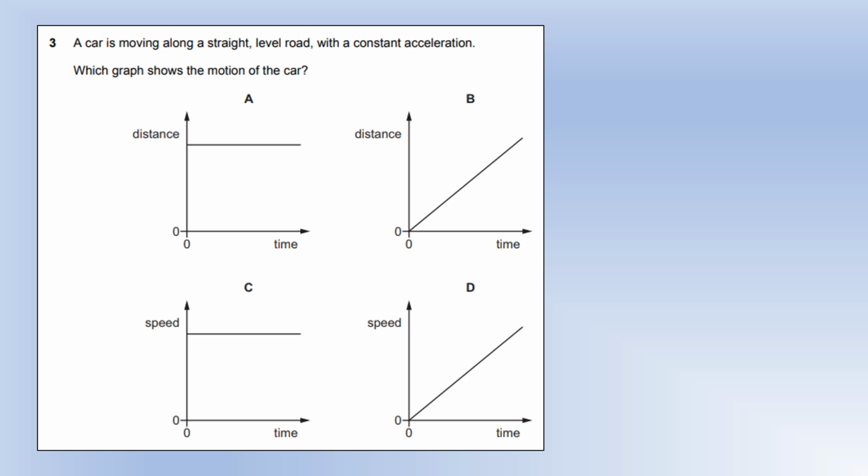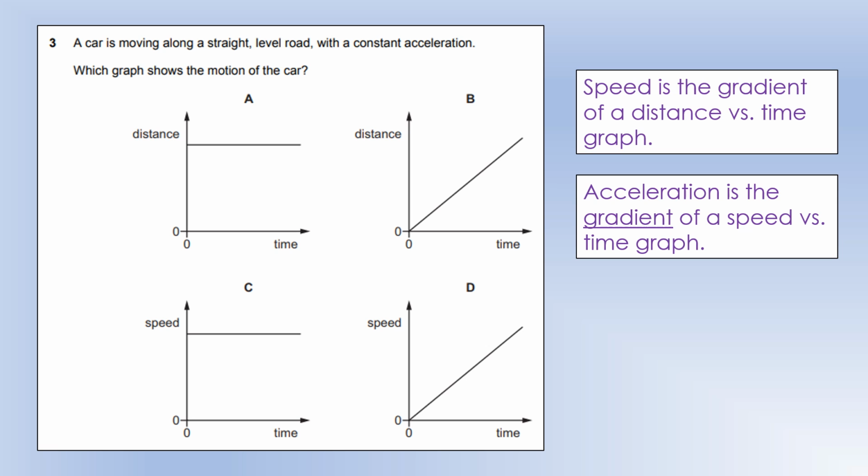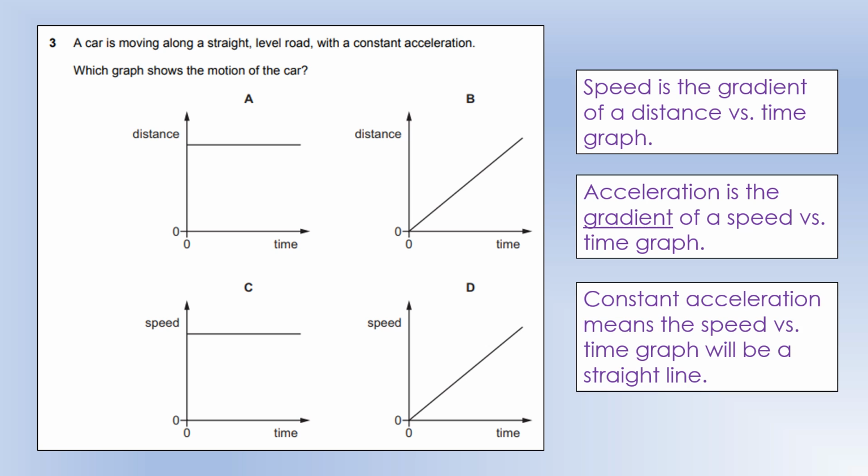Okay, so our car is moving along a straight, level road with constant acceleration. Which graph shows the motion of the car? So the information I'm going to use is speed is the gradient of a distance versus time graph, and acceleration is the gradient of a speed versus time graph. So A indicates a car that is not even moving because its distance is staying the same, not that one. Graph B shows constant speed because it's a constant gradient. C shows constant speed, and then D shows constant acceleration. We've got a straight line, which means constant gradient. So it's going to be option D.